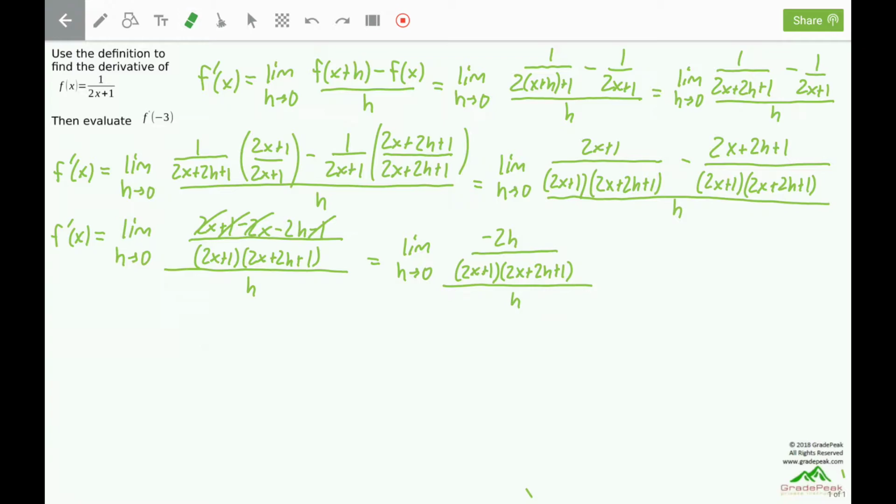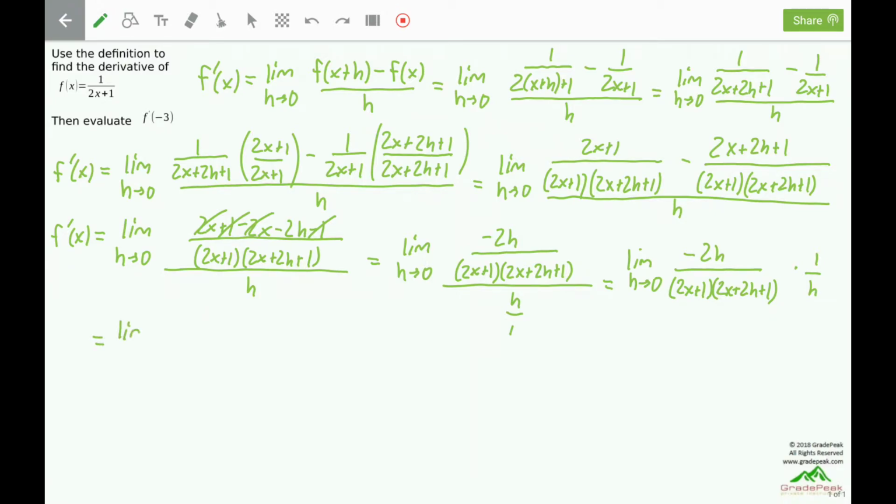The next step, since we have a fraction in the numerator, is to take the fraction in the denominator and reciprocate it and multiply it. Well, the denominator isn't a fraction right now, but we can make it a fraction by putting it over 1. So we're going to reciprocate that and multiply it with the numerator. So that'll give us limit as h goes to 0 of a negative 2h divided by 2x plus 1 times 2x plus 2h plus 1 times the reciprocal of h over 1, which will be 1 over h.